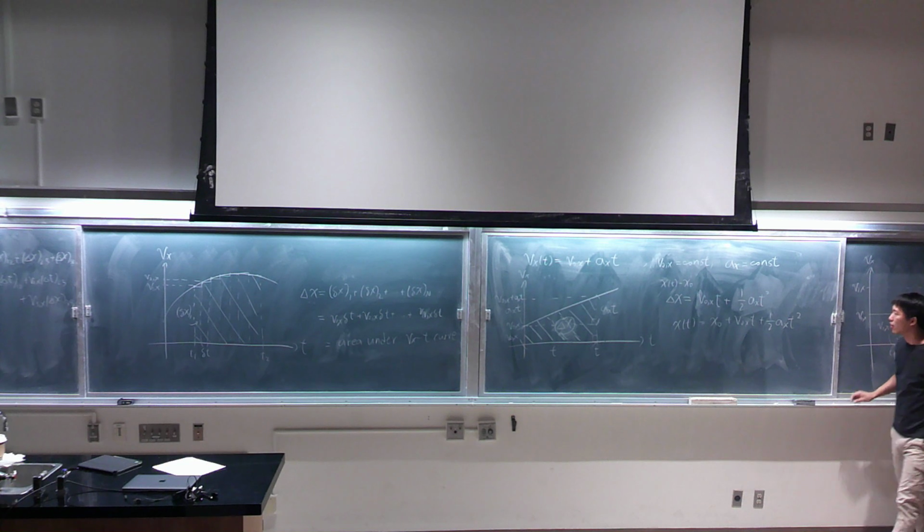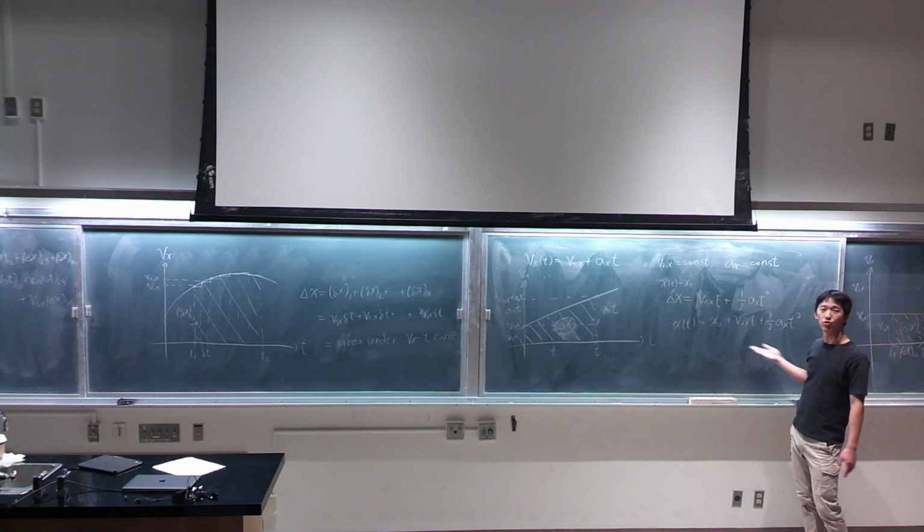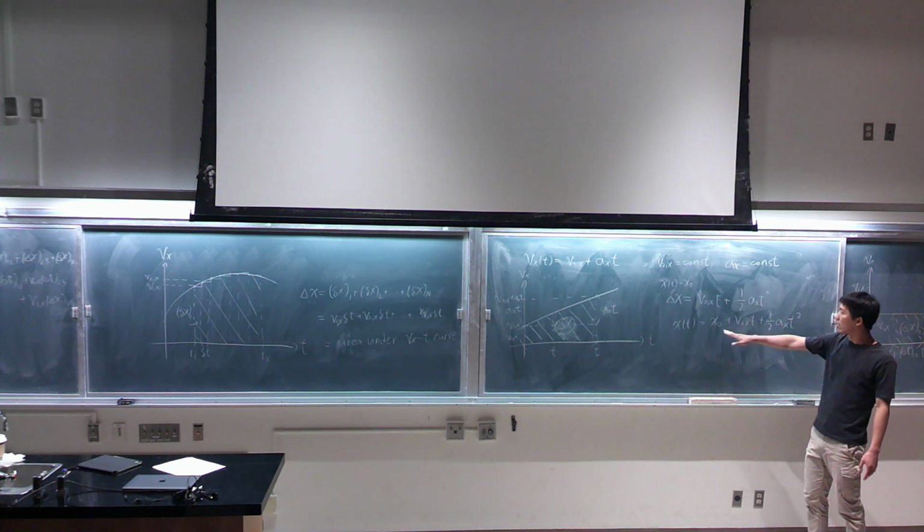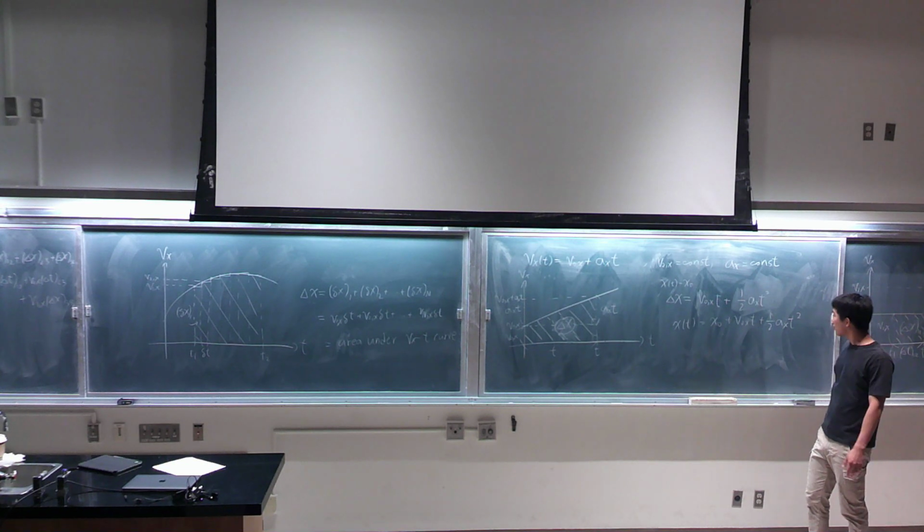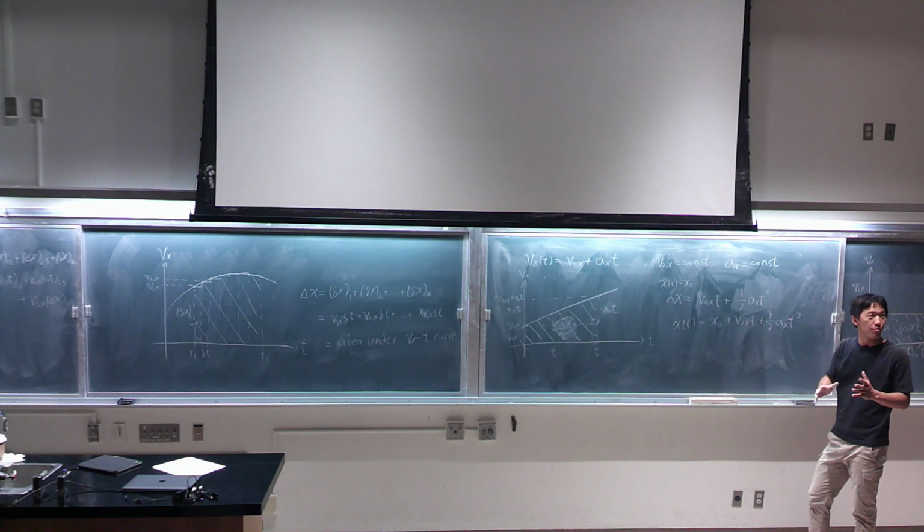So here we have it. We have how the position of the object changes with time. But what is x naught exactly? If we set t to be 0, we are looking at where the particle is at the beginning.